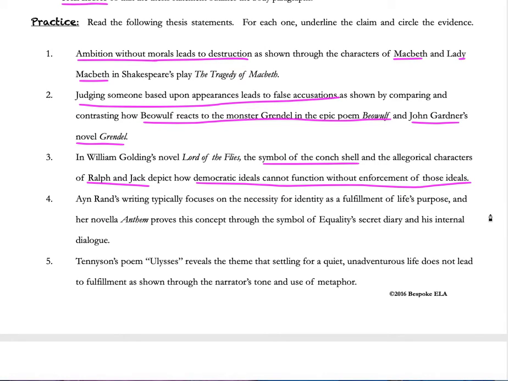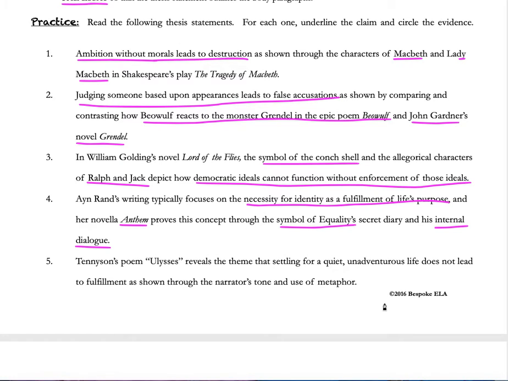Number 4, Ayn Rand's writing typically focuses on the necessity for identity as a fulfillment of life's purpose, and her novella Anthem proves this concept through the symbol of equality's secret diary and his internal dialogue. So again, very formulaic, right? We have our theme statement, otherwise known as our claim, and then we have our evidence, seen in Anthem, the symbol of equality, and the internal dialogue. So 2 different aspects of the novella used to prove this main point.